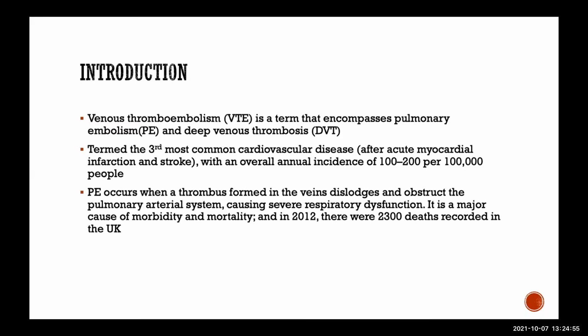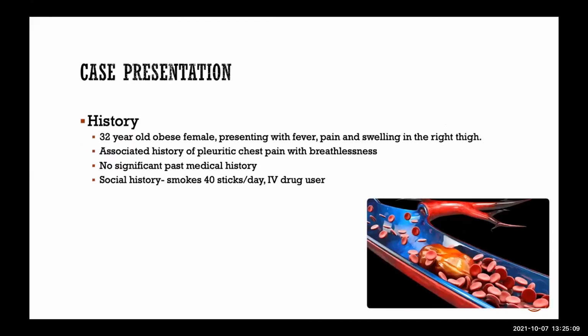And we know what happens in PE is that there's a thrombus which usually forms in the veins, and mostly in the veins of the lower limbs. This then dislodges and goes to obstruct the pulmonary system, causing some severe dysfunction. And it does cause a lot of morbidity and mortality.